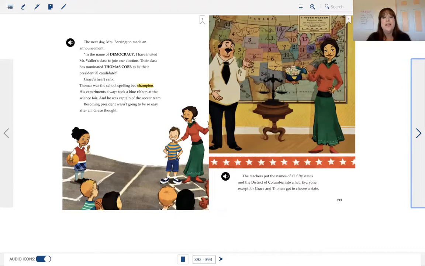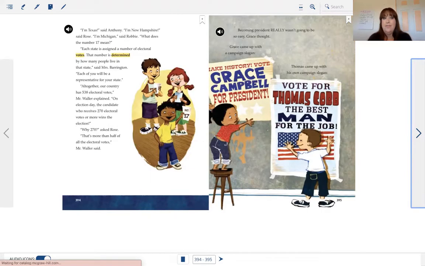The teachers put the name of all 50 states and the District of Columbia into a hat. Everyone except for Grace and Thomas got to choose a state. I'm Texas, said Anthony. I'm New Hampshire, said Rose. I'm Michigan, said Robbie. What does the number 17 mean? Each state is assigned a number of electoral votes. That number is determined by how many people live in that state, said Mrs. Barrington. Each of you will be a representative for your state.